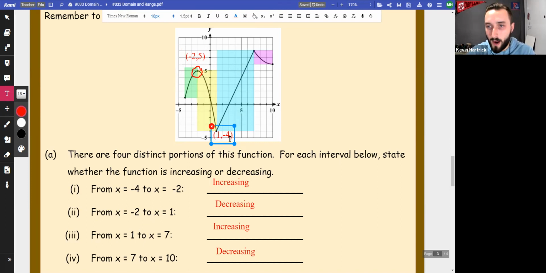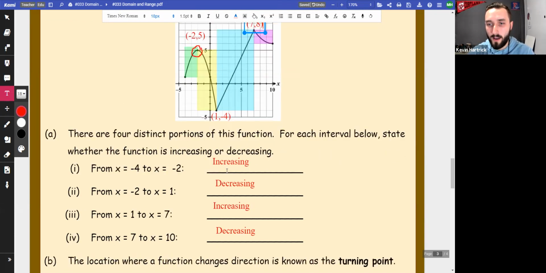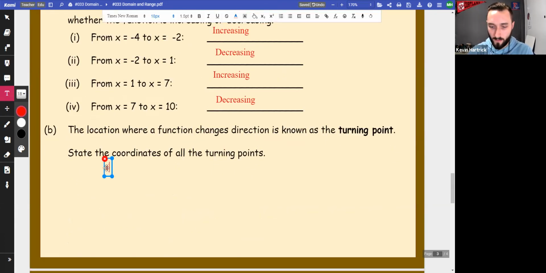I'm just labeling on the graph for now because it'll be real easy to just take these and rewrite them for the answer to B. Okay, increasing all the way till I get to this point and then decreasing again. So this is another turning point, and this is 7, 8. That's the one we got wrong on the last page, right? It was 7, 8, not 8, 8. Okay, so -2, 5 is our first one.